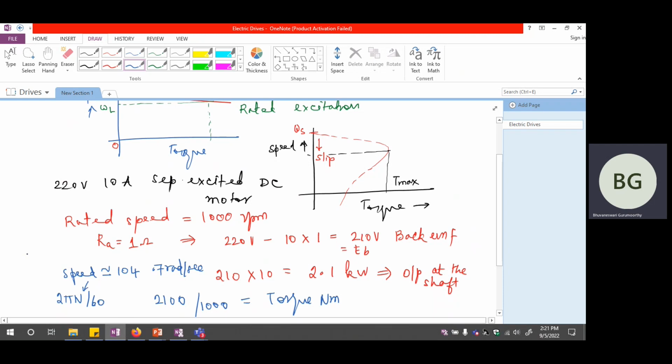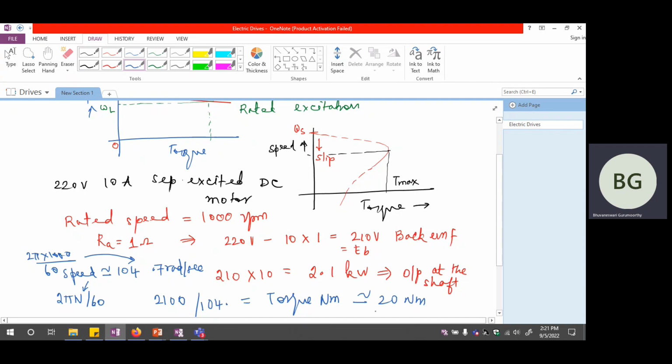So we are going to have 2 pi multiplied by 1000 divided by 60. That will work out to be 104 radians per second. So this will be approximately 20 Newton meter. So we are going to have about 20 Newton meter as the torque.